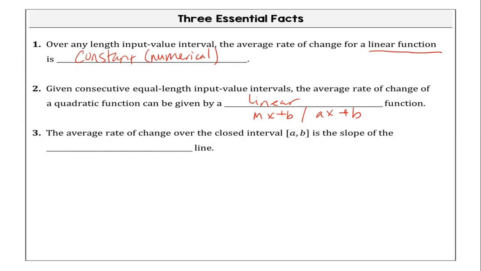Okay, lastly, the average rate of change over the closed interval of a to b is the slope of the secant line. The key thing here is that I'm giving you an interval. It's a closed interval. I'm saying from here to here with these defined values, you're finding the change.